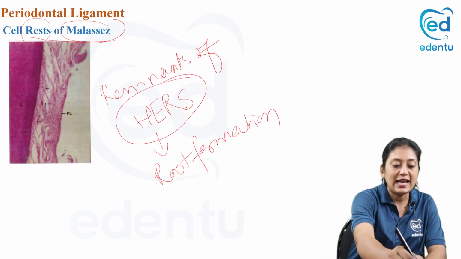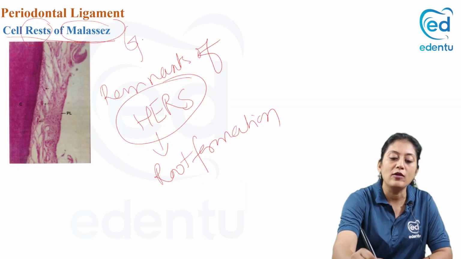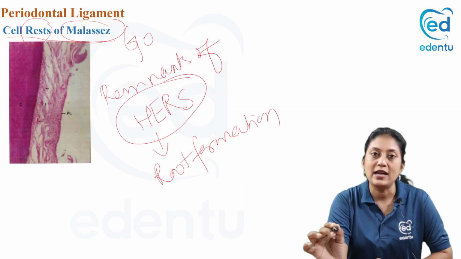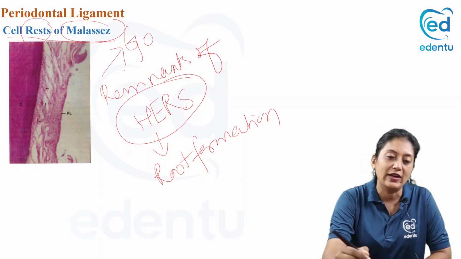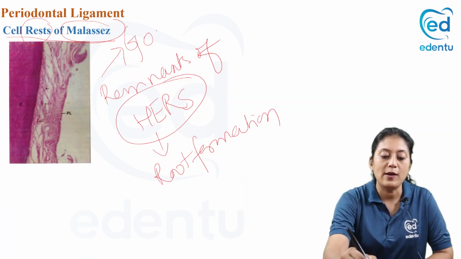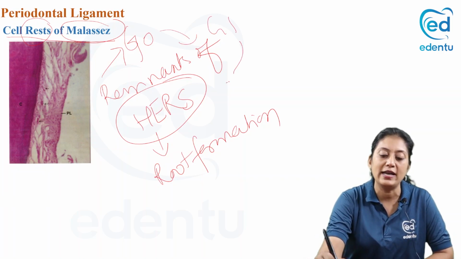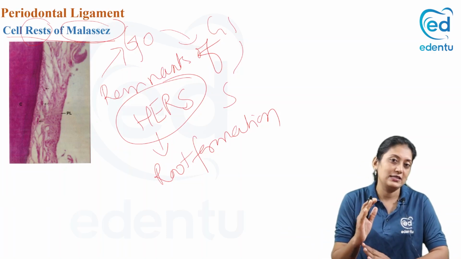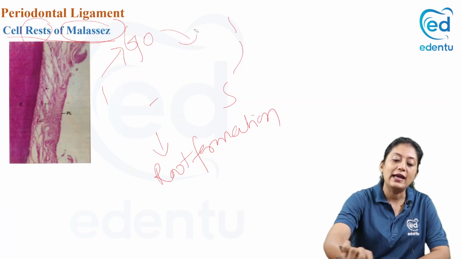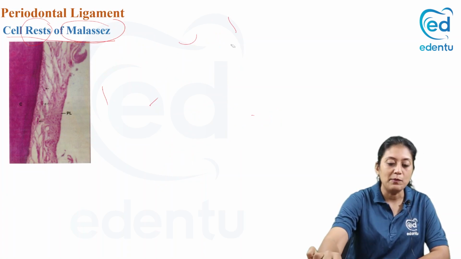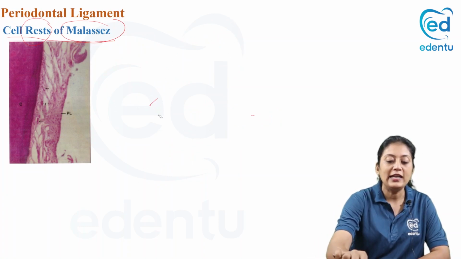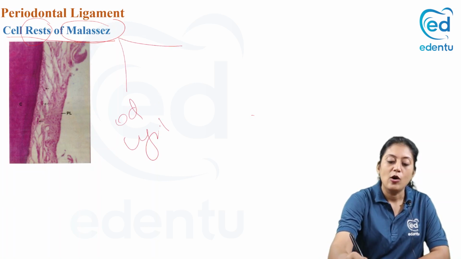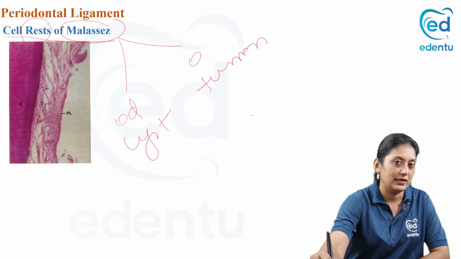Why are they called cell rests? Because they are resting cells. They are always in the G0 phase. They will not undergo cell division or mitosis under normal conditions. But when a stimulus is given, they will start multiplying, and from G0 phase they will enter into G1 and S phase. That is, they will enter the cell cycle and start multiplying only when a stimulus is given. So what will happen at that time? When a stimulus is given and they start multiplying and proliferating, it will lead to pathology. Either an odontogenic cyst can form from that or odontogenic tumors can form from that.